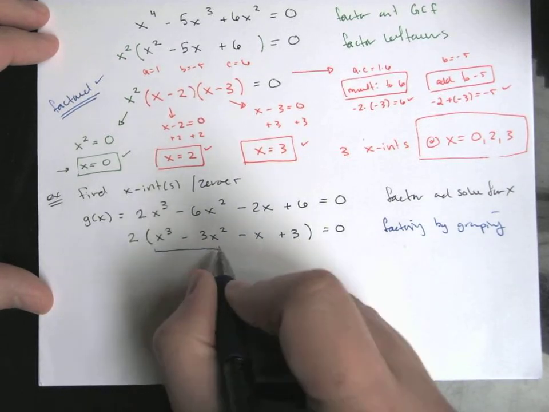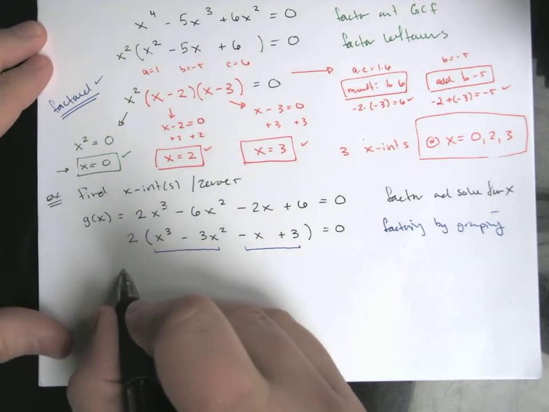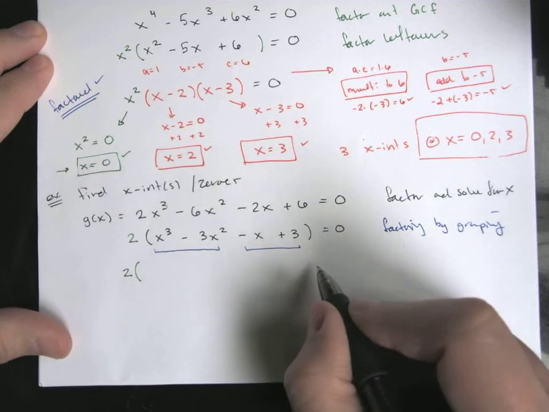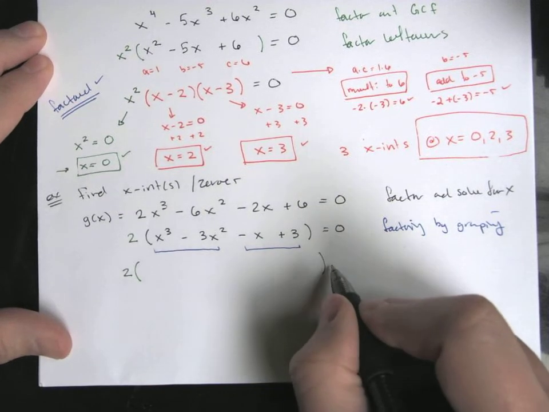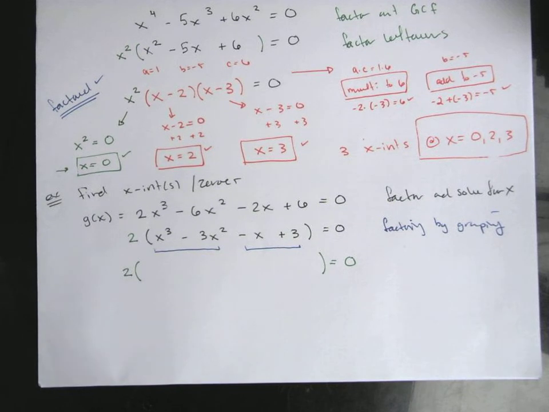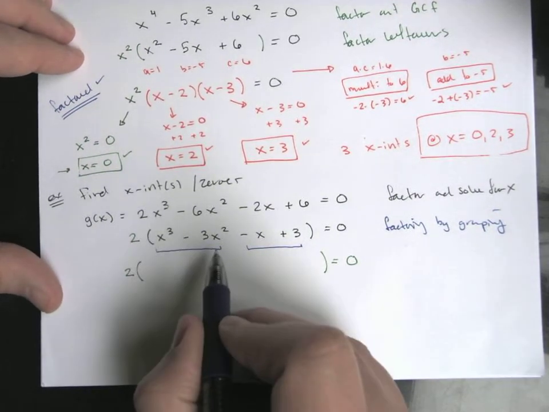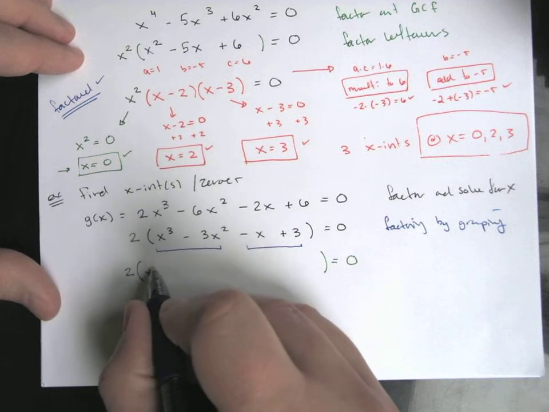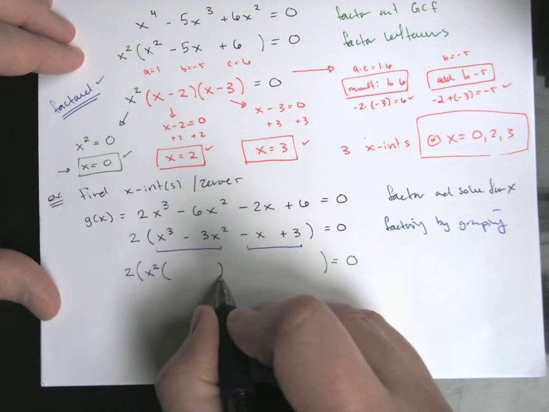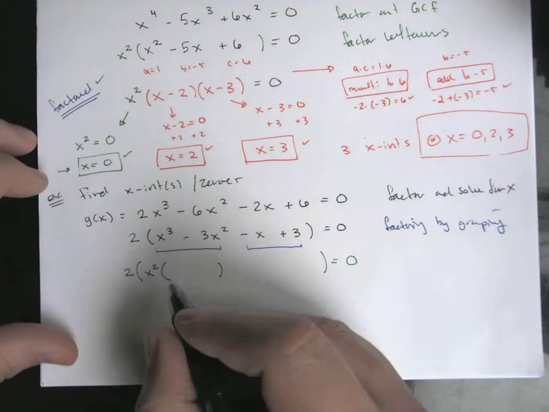So we're going to look for GCFs across our first 2 and last 2 terms. This overall GCF, this positive 2, is just along for the ride. Positive 2 is going to just hang out here on the outside. We'll leave it alone for now, and we'll just take note of that. X cubed and 3x squared, we can take x squared out. That's going to leave us on the inside with x minus 3.